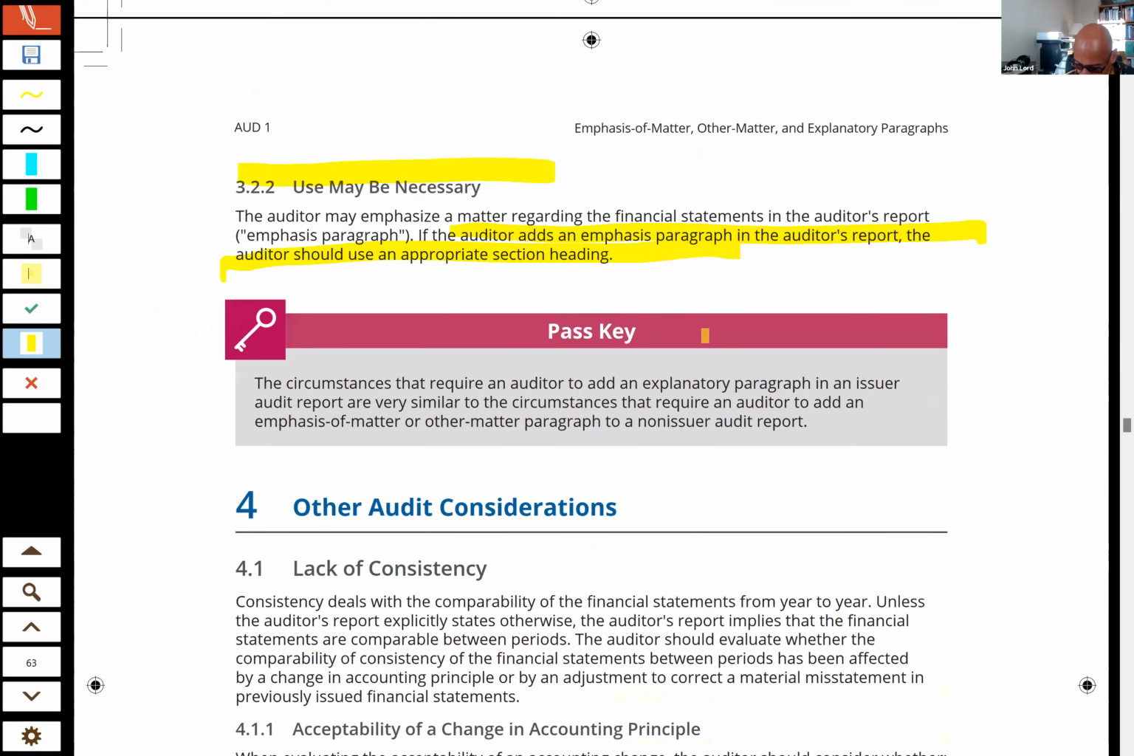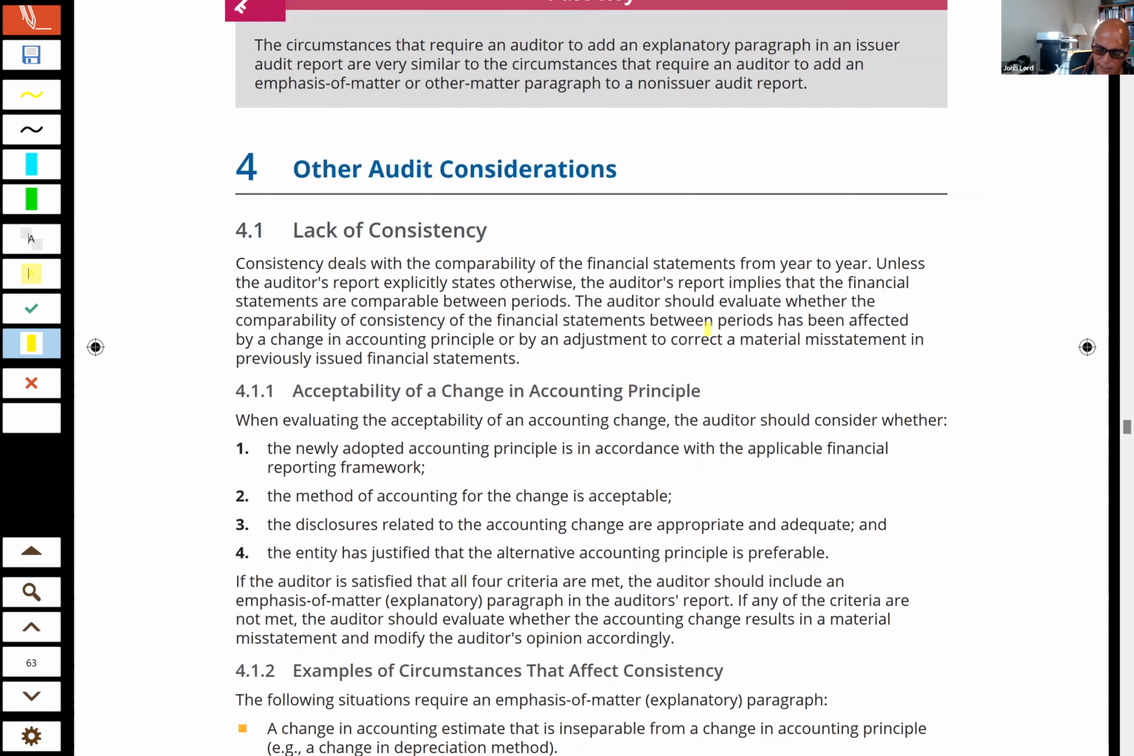Now you come over and we talk about lack of consistency. Now, as soon as you see the word lack, you think, uh-oh, there's a problem. Well, not necessarily, okay? When we say lack of consistency, the presumption is that the financial statements are consistent. They will use the same accounting standards from period to period. That's the assumption. However, sometimes a company may change the accounting principle they are using. They will go from one acceptable GAAP to another acceptable GAAP.